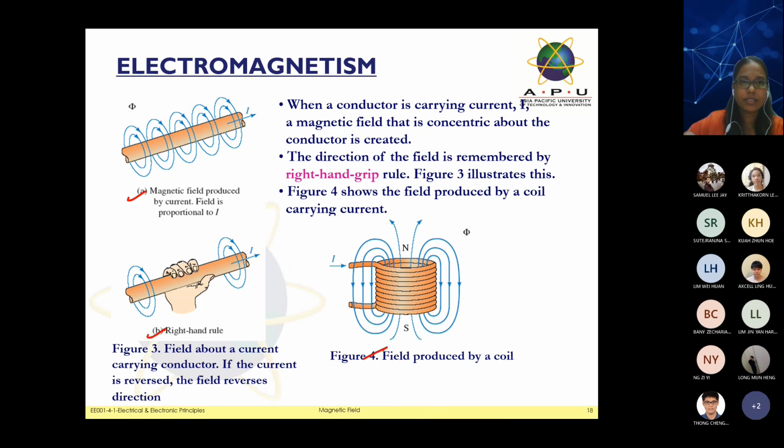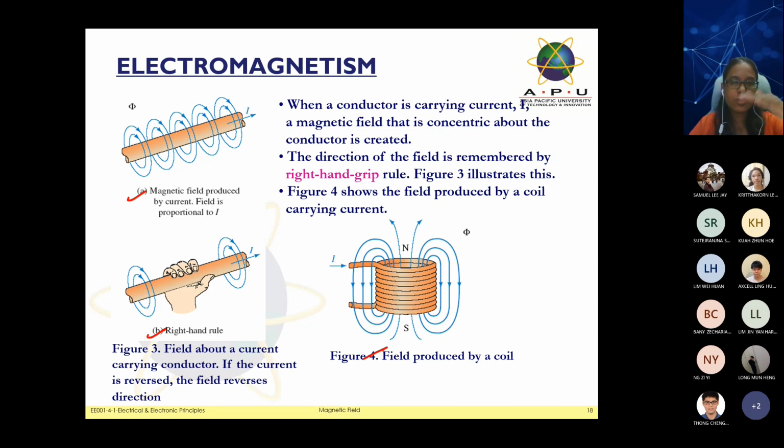It shows you a copper conductor, and at the same time it shows you a flux line. The second diagram shows the way you grip your hand, based on the pencil, the copper, or the conductor. Figure 4 shows you a coil. Just have a look at the diagram first.